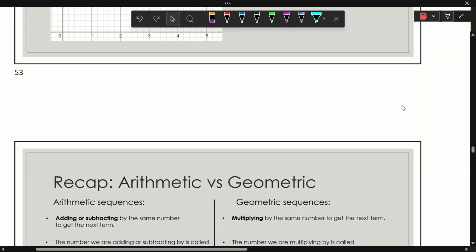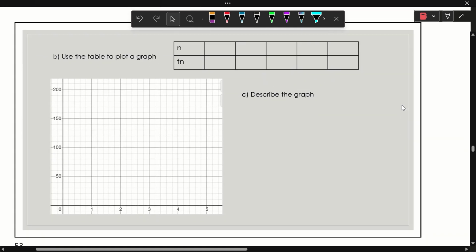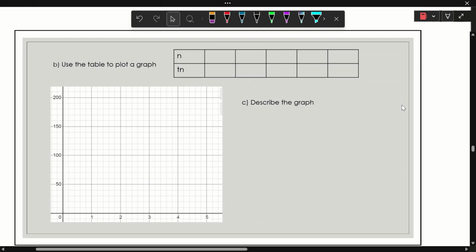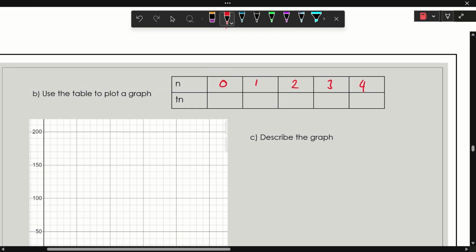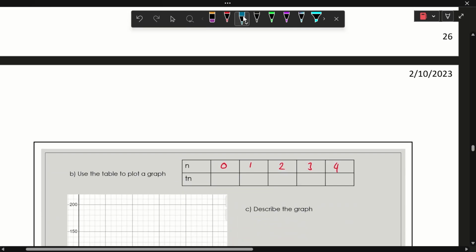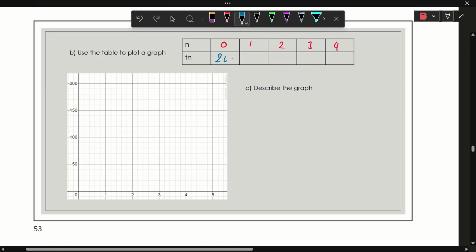So let's go to page 20. Next page, guys. I'll put it in the table, sorry. So here's our table. Let's fill it in. Remember, at the top is the term number, not the value, just the number. So let's put our numbers in. There's T0, T1, T2, T3, and T4. Your table always has to look like this. Looking at your values, the starting number was 200, so we put 200 in T0.